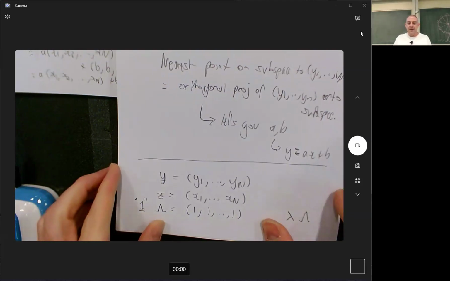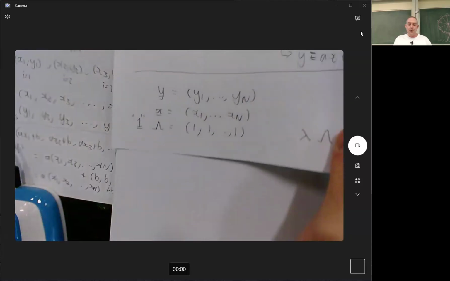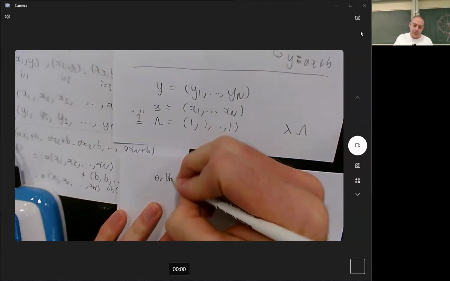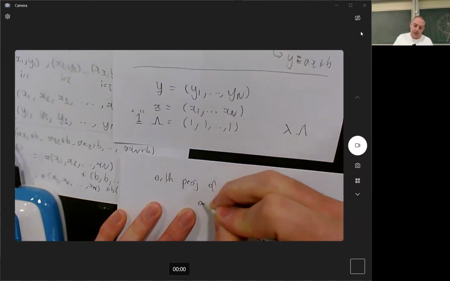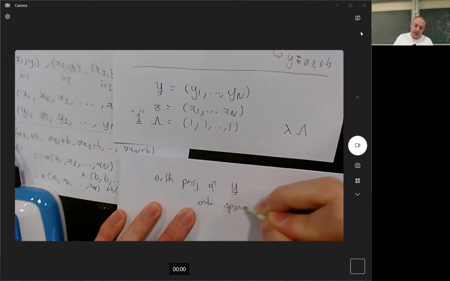And what that means is that they can now say that we want the orthogonal projection of Y onto the span of X and lambda.